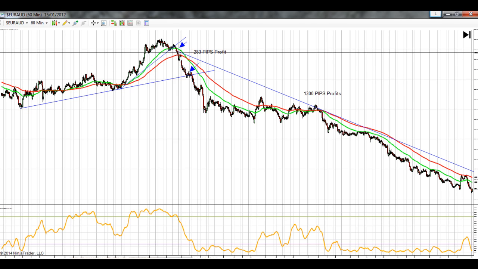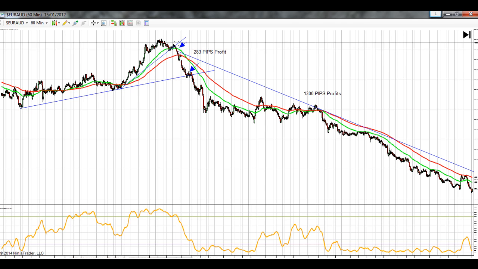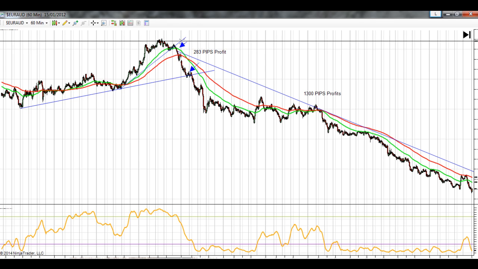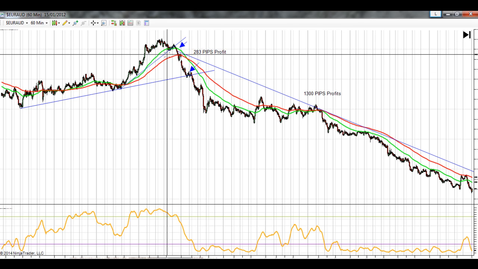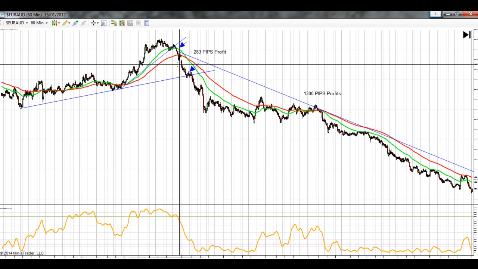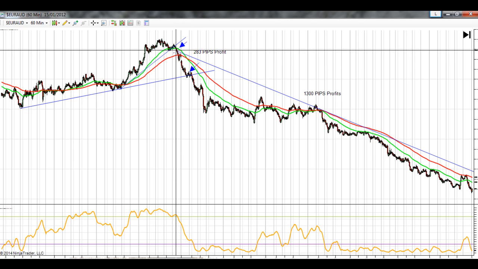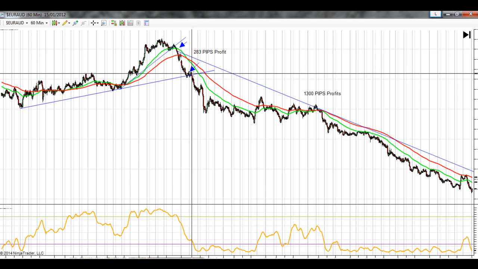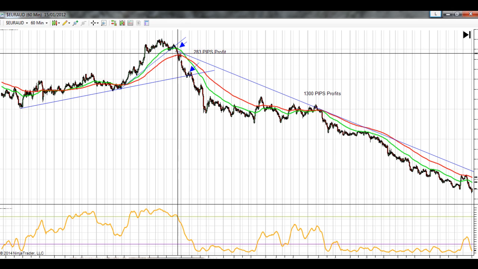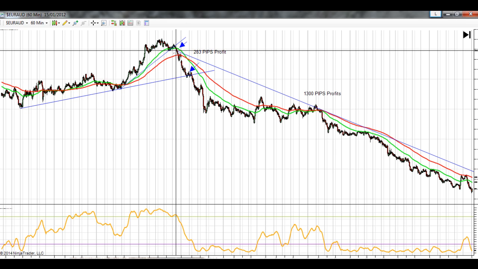And that profit we would make is a lot greater than the loss we could potentially make if the price was to move up again. So we need to calculate those couple of things before we take our trade. Now with this one here, from this move here to down here, actually generates 283 pips profit. So for myself, that would be worth taking a trade on.